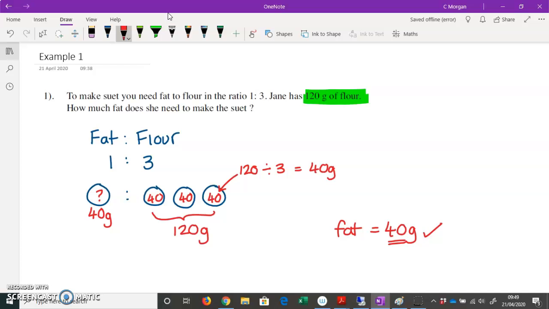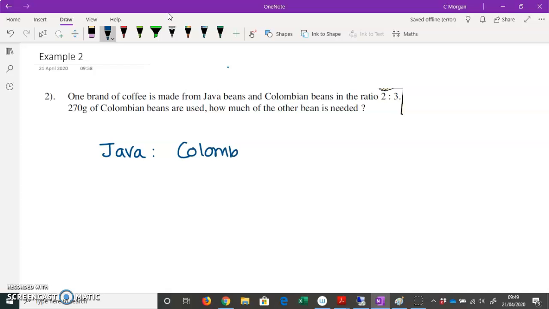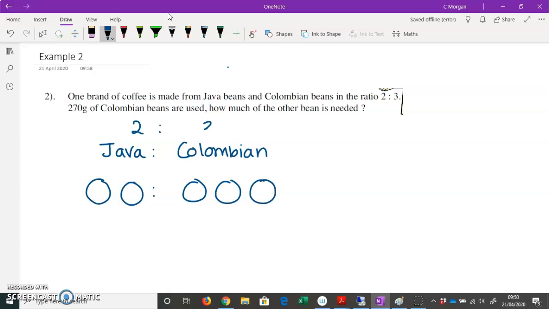I'm going to go through the second question now. Example 2. So it says here that one brand of coffee is made from Java beans and Colombian beans in the ratio 2:3. So I'm going to write Colombian there. And I'm going to show that by having 2 parts Javan beans and 3 parts Colombian beans. That's the ratio 2:3. It tells me that 270 grams of Colombian beans are used. That means the 3 parts on the right-hand side are worth 270 grams.